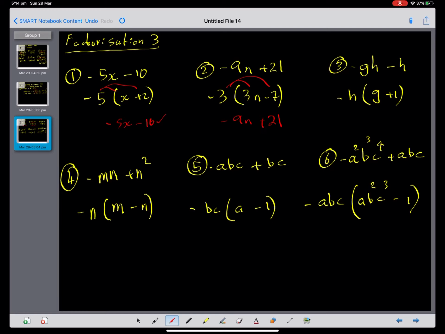Okay, here we have negative gh, negative h, we know that's correct. Here we're going to get negative nm, positive n squared, we know that's correct. Here we're going to get negative abc, positive bc, we know that's correct. Here we're going to get negative a squared b cubed c to the 4, plus abc. Okay, so hopefully you're more proficient in factorization of negative terms.